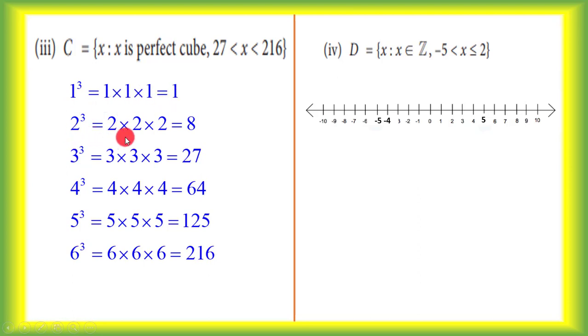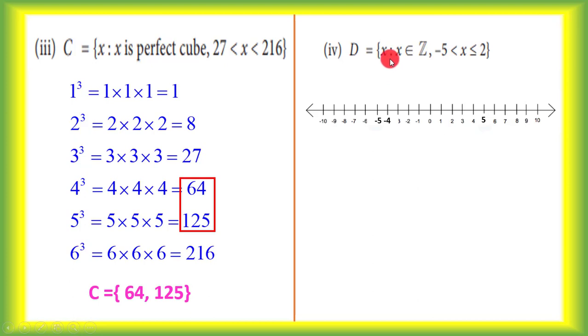2 cube means 2 into 2 into 2, 8. 3 cube means 27. Similarly, 4 cube equal to 64. 5 cube equal to 125. And 6 cube is equal to 216. In this problem, x is in between 27 and 216. List out the numbers which are in between 27 and 216. Only 64 and 125. So the answer is 64, 125.